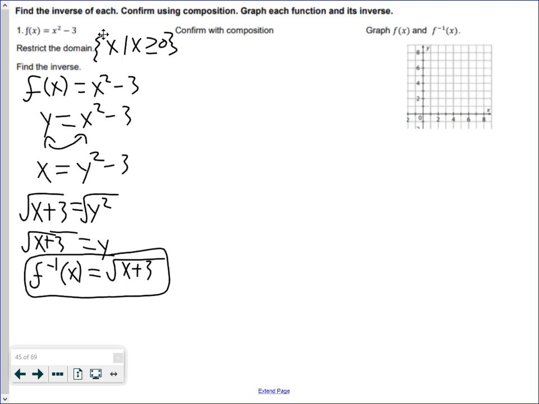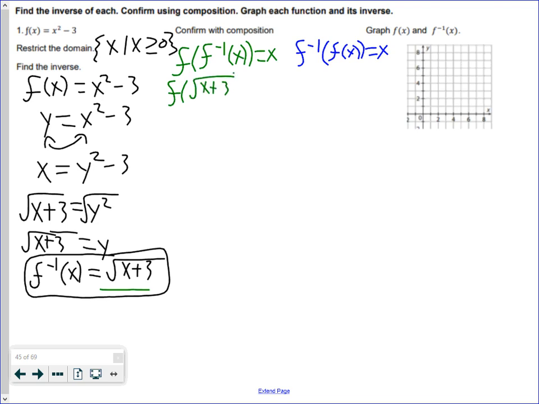So remember, composition means we need to make sure that f of the inverse of x equals x. We also need to make sure that the opposite of that, f inverse of f of x, also equals x. So we need to make sure both of these are true. So for the first one, in green, we want the function in terms of the inverse, and we said the inverse is the square root of x plus 3, and this needs to equal x.